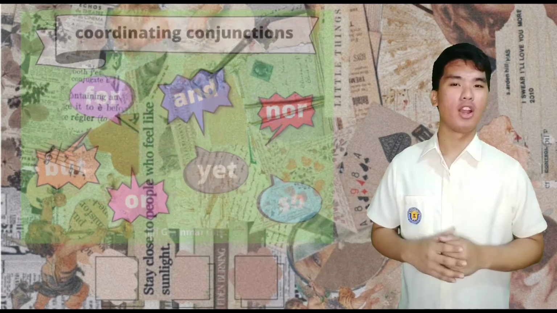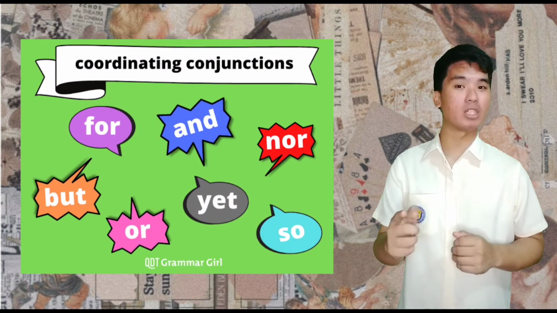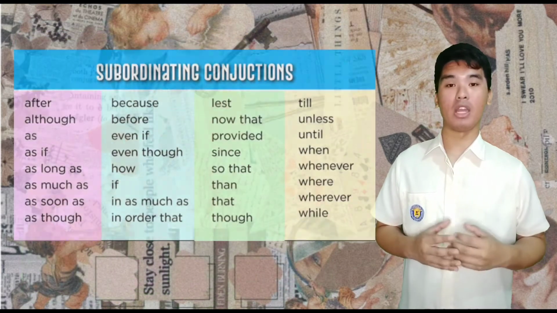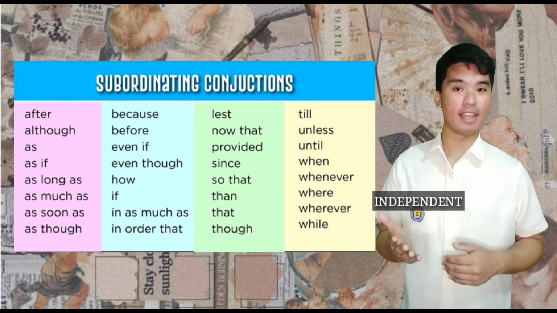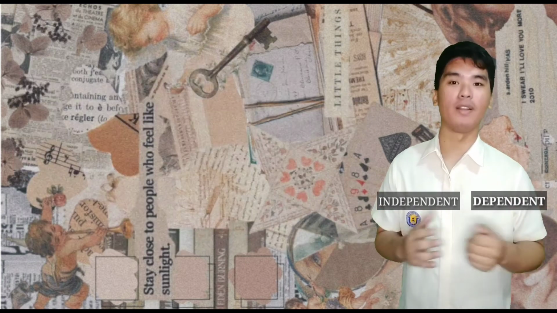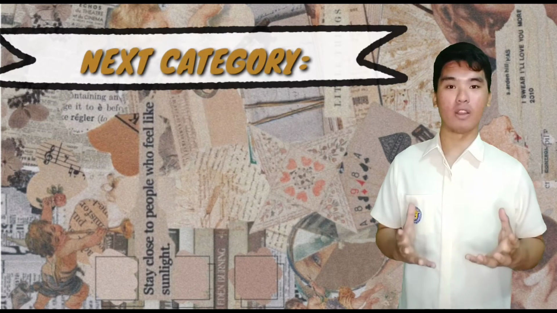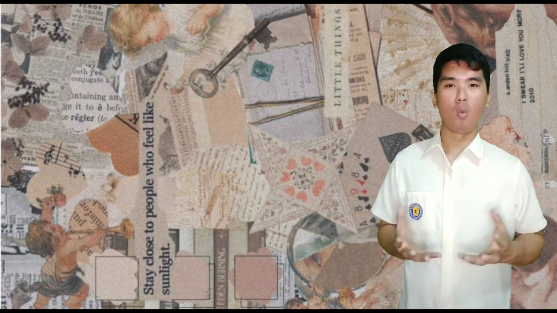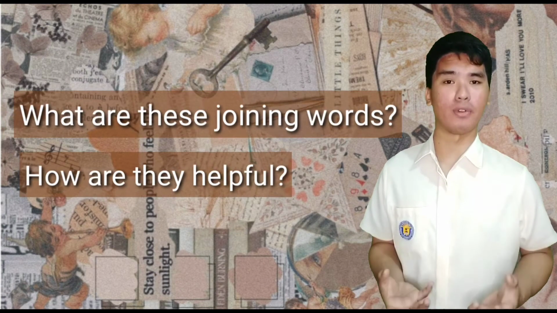At this point, you understand the basics of joining words and how they take two separate ideas and bring them together. Coordinators are easy for you to understand, especially since you use them so often in writing. You're also confident about subordinating words and how they connect independent and dependent clauses together. Now, the next category of joining words to learn is the correlative conjunctions. So, what are these joining words and how are they helpful?